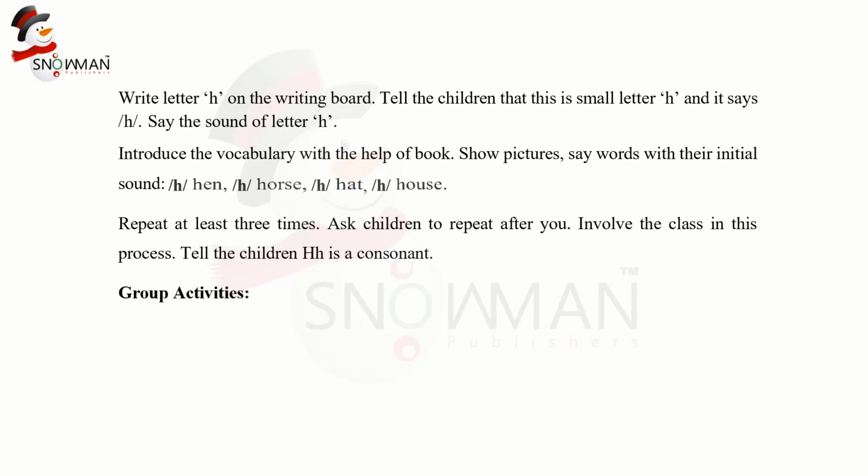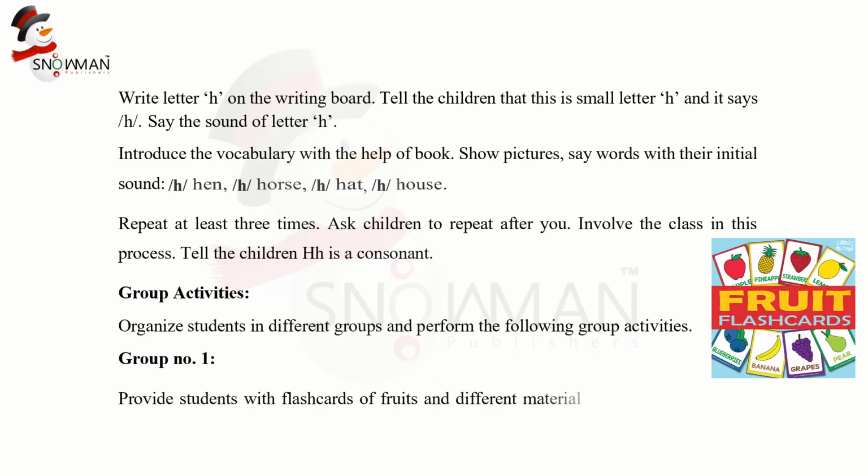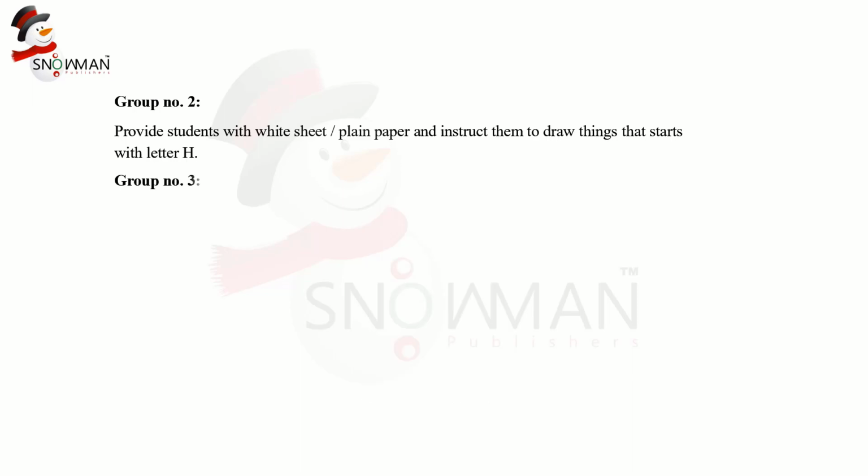Group activities. Organize the students in different groups and perform the following group activities. Group number 1. Provide the students with flashcards of fruits and different materials and instruct them to sort flashcards of fruits or things that begin with letter H. Group number 2. Provide the students with white sheet or plain paper and instruct them to draw things that start with letter H.